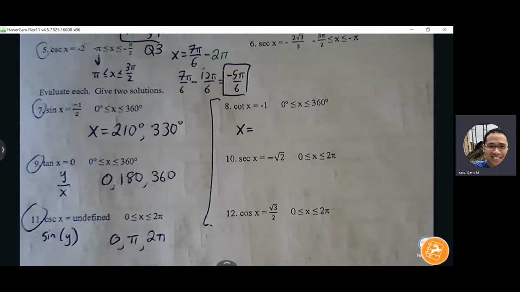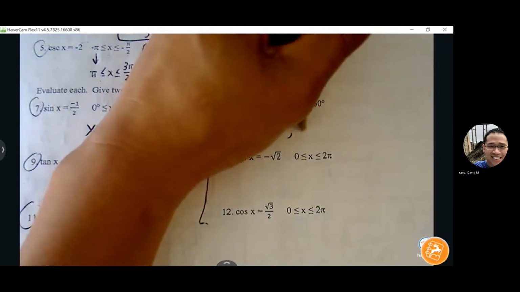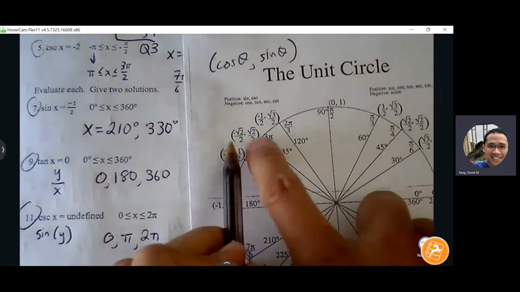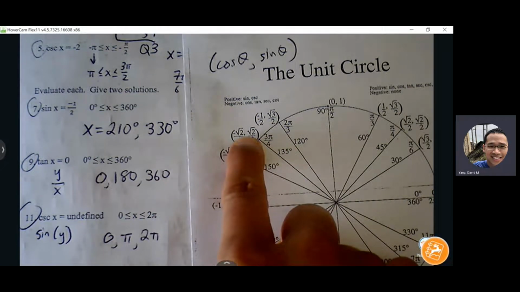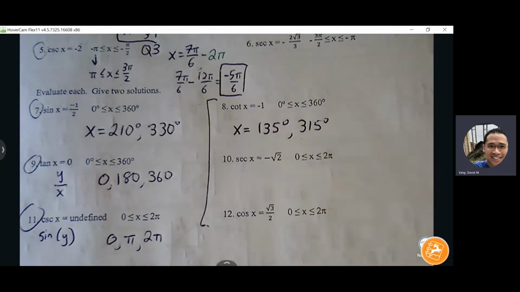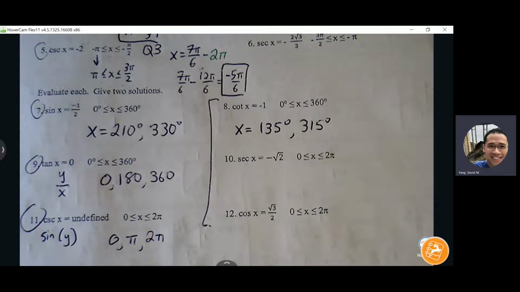So what did you guys get for number 8? 135 and... you look at 135, you see how if I divide x and y, negative √2 over √2 is -1, so that's consistent with cotangent equal to -1. The other would be 315. Yep, that's right. So we have two solutions here, 135 and 315. On the quiz, there'll be problems like this where you have to look for two solutions.